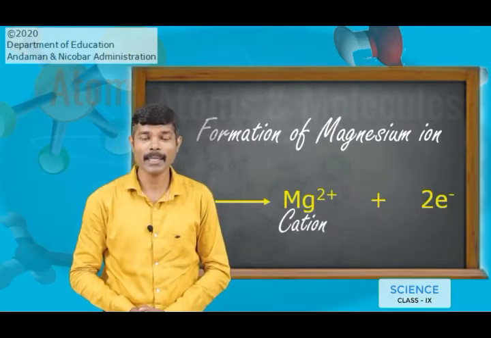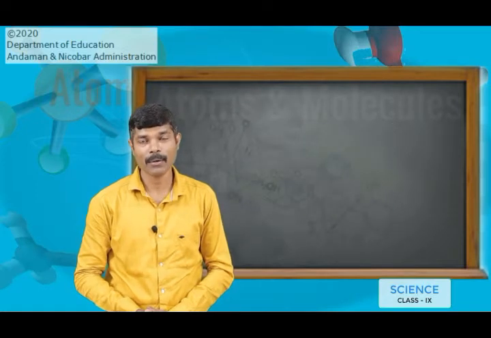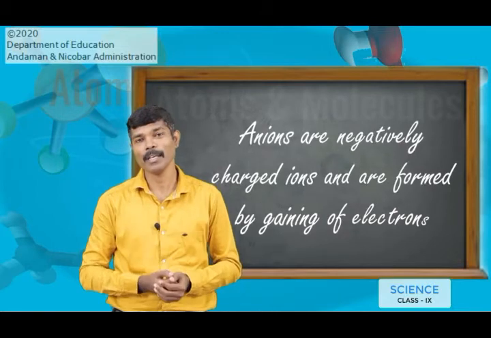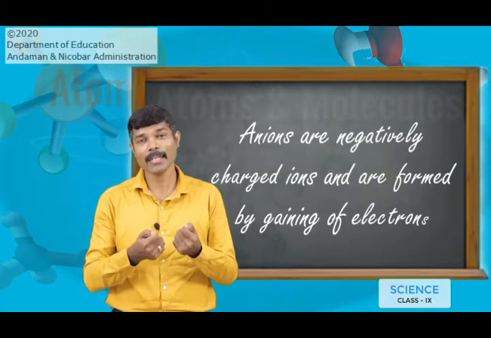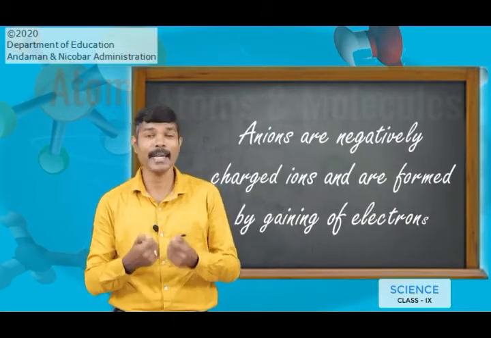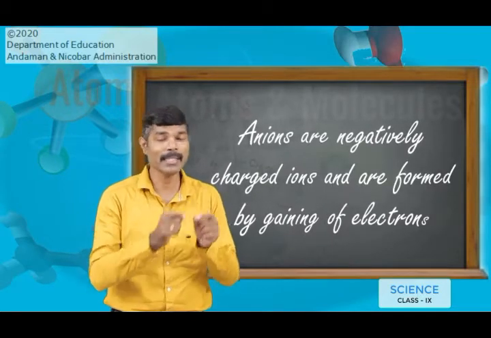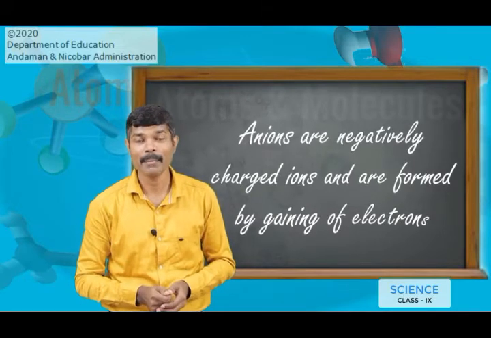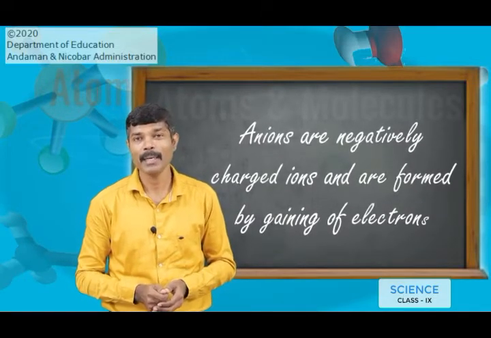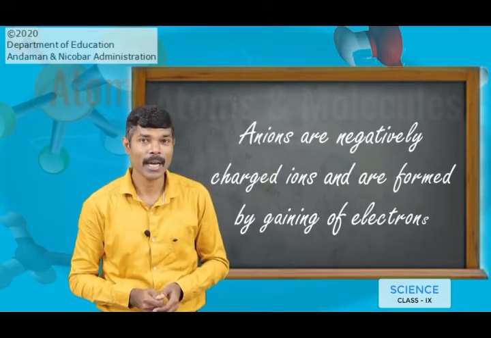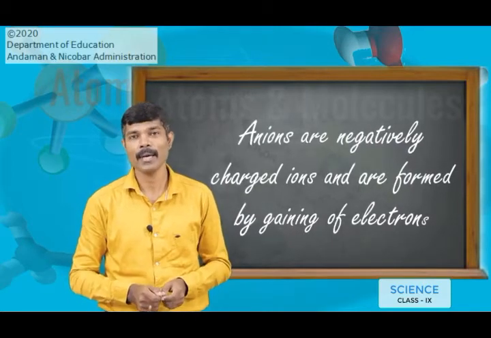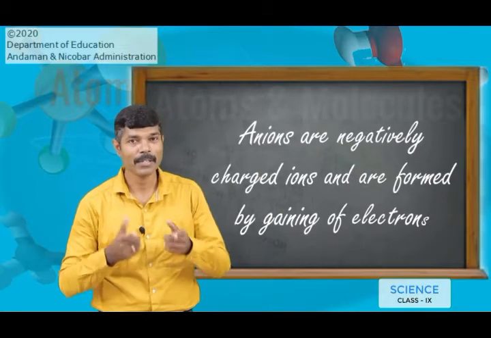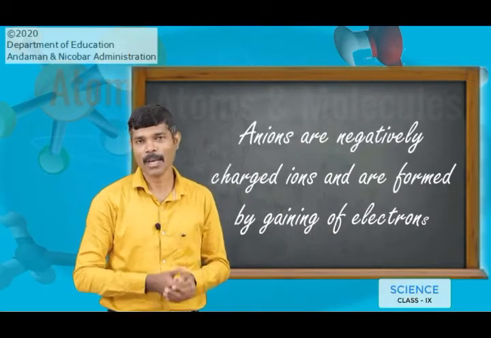Now we see another type of ion, that is the anion. Dear children, anions are formed by gaining of electrons. When an atom gains electrons, it gets some excess negative charge on it, and these excess charges are acquired by the atom, thereby making a negatively charged ion, and these negatively charged ions are called anions. By taking an example of fluorine, we try to understand how anions are formed.